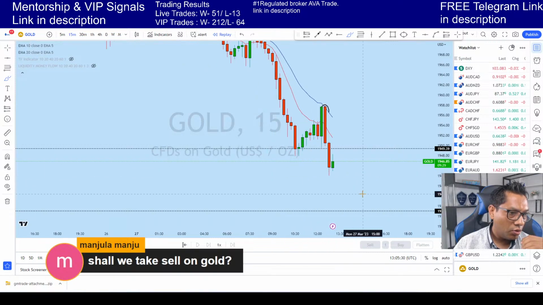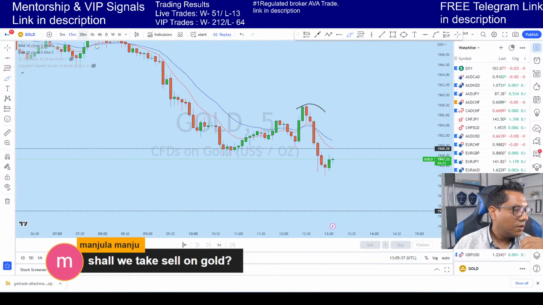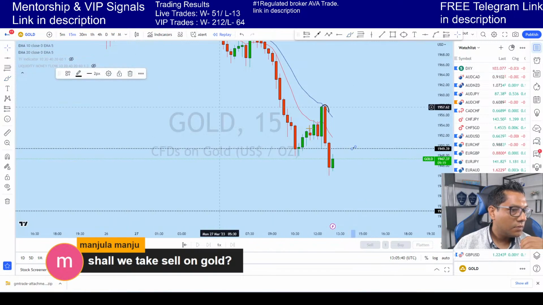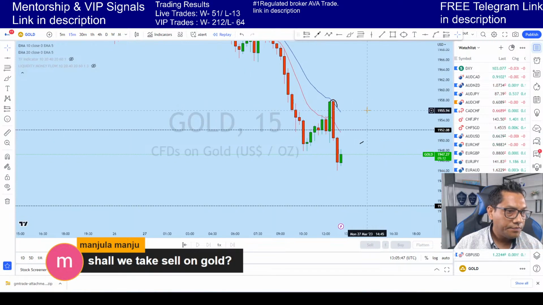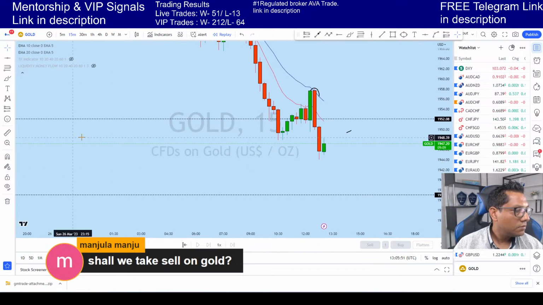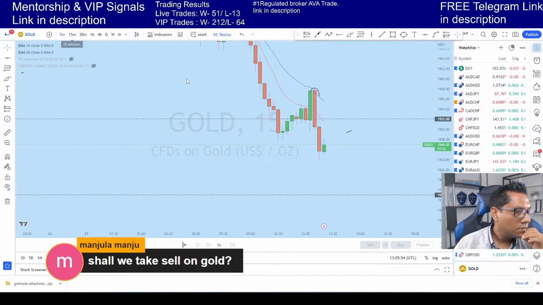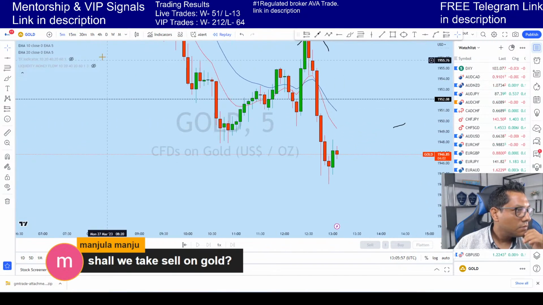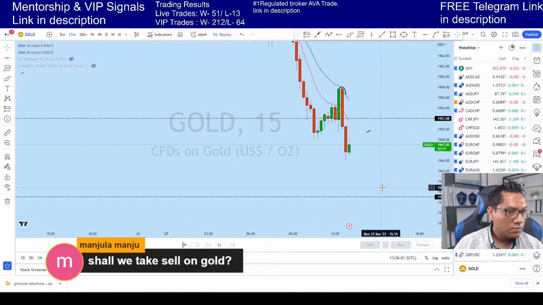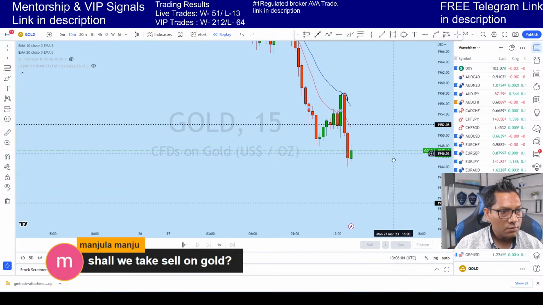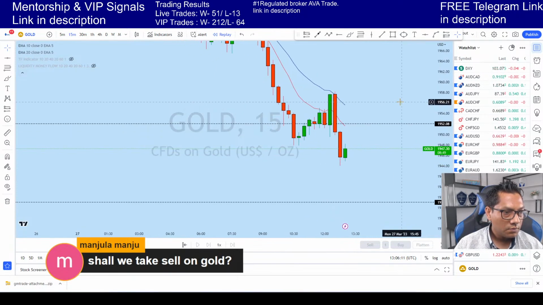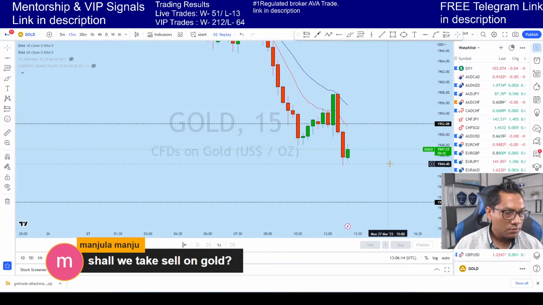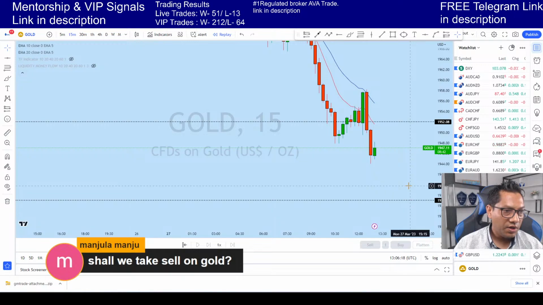The way the price action is formed on gold, it's really strongly bullish. Let me see whether we can find an entry. So this is the 15 minutes candle.